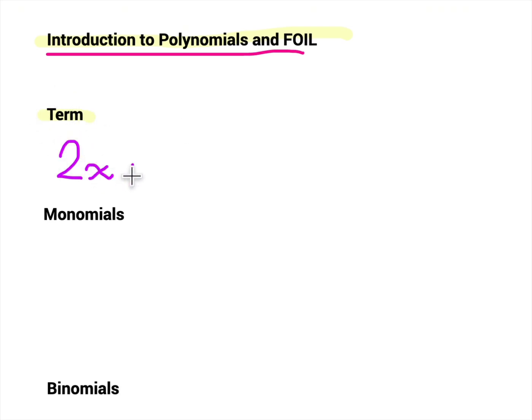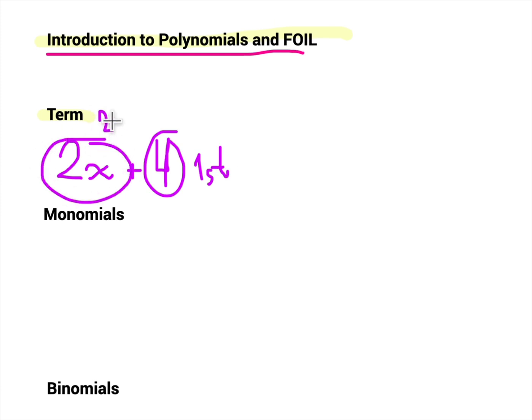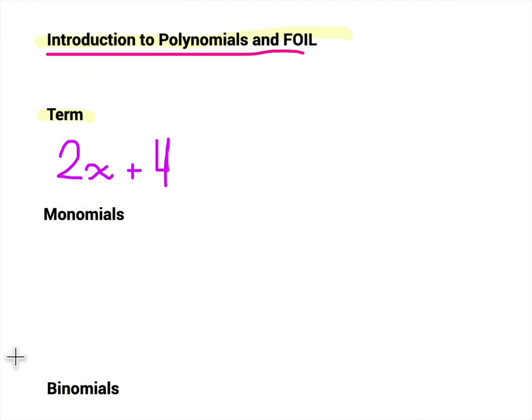So I'm going to write an example, 2x plus 4. So 4 is going to be our first term or second term, the order doesn't matter. So they are both terms, 2x and 4, and you can tell this by the operation of addition, since they are both separated. 2x may seem like two terms, but it isn't, since they are both connected from multiplication, and 4 is just a single digit, or as you can say, a constant.